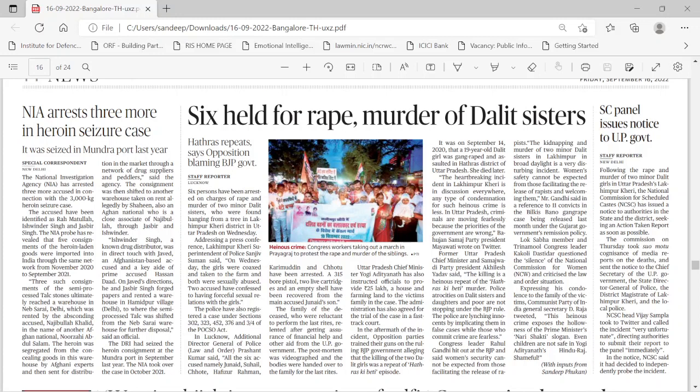NIA arrests three more in heroin seizure case. Because nowadays we are observing that a lot of people are using Gujarat port, or some people in Gujarat were caught having drugs. Now I just want you to know Pakistan, Afghanistan and Iran. These three come under Golden Crescent. And in Golden Crescent, opium is produced, and from there, drugs go across.